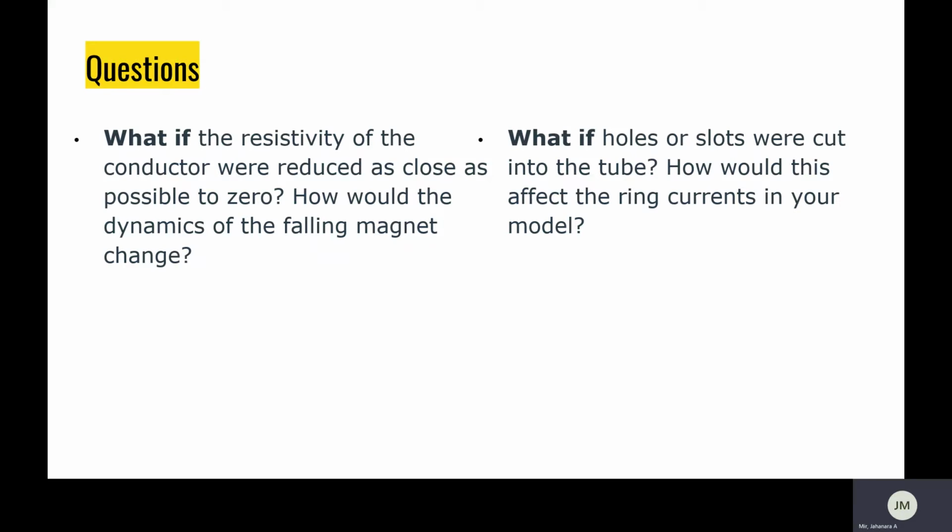The second question was, what if holes or slots were cut into the tube? How would this affect the ring currents in your model? If holes or slots were cut into the tube, the magnet would fall through the tube faster because the flow of current through the tube would be disrupted.